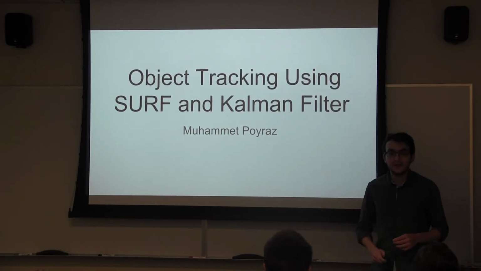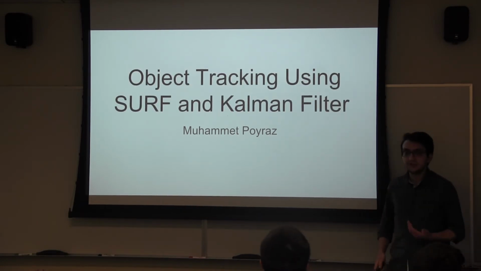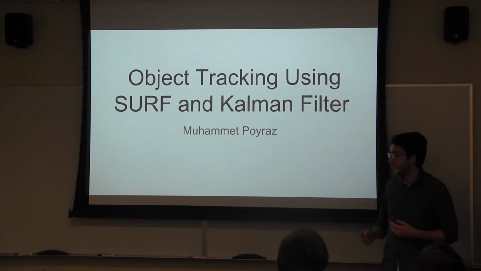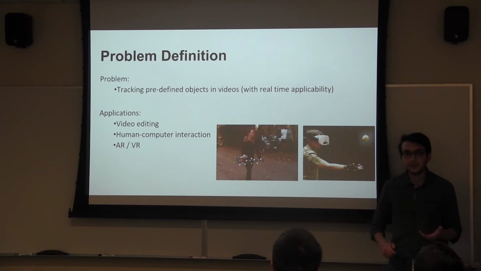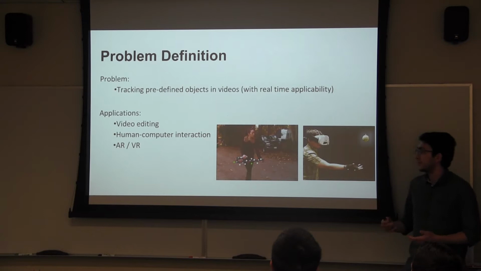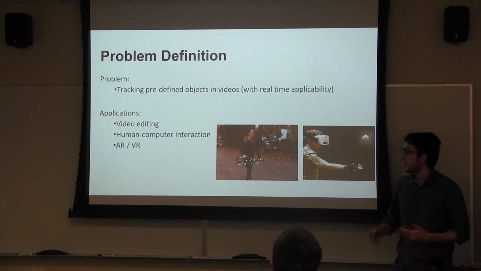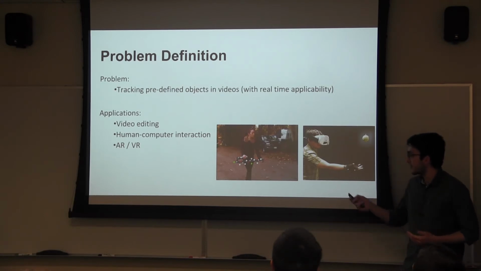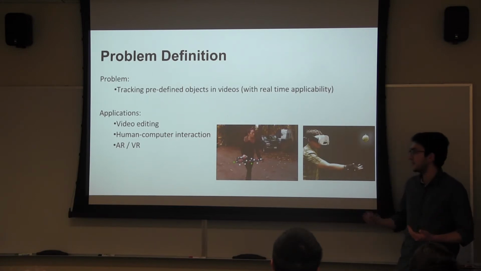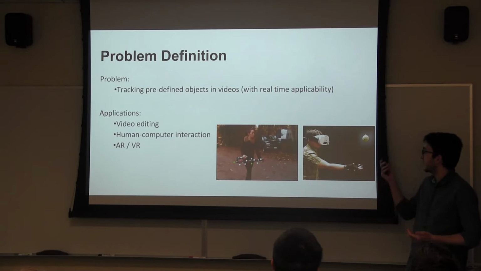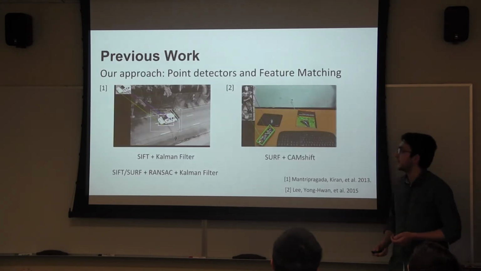Hi everyone, I am Mohammed, and my project is about object tracking using distributed robust features and Kalman filter. The problem that I'm addressing is tracking predefined objects in videos with real-time applicability. There are many applications in video editing, like changing some of the objects and putting some effects on them. And in real-time phases, there are many applications in augmented reality, virtual reality, and human-computer interaction in general.